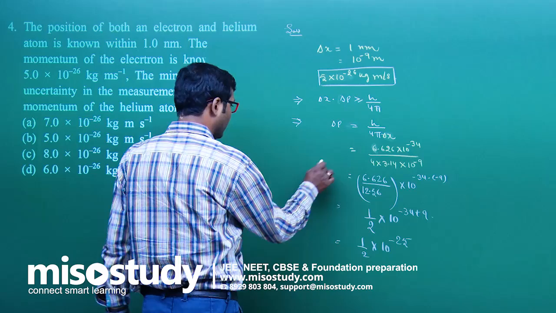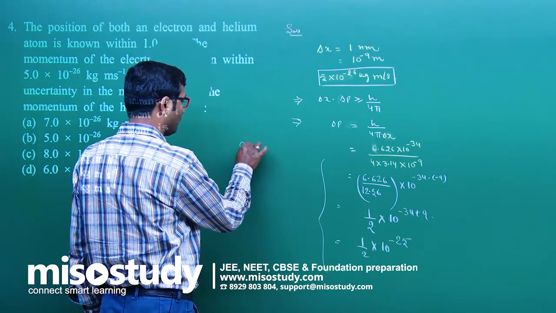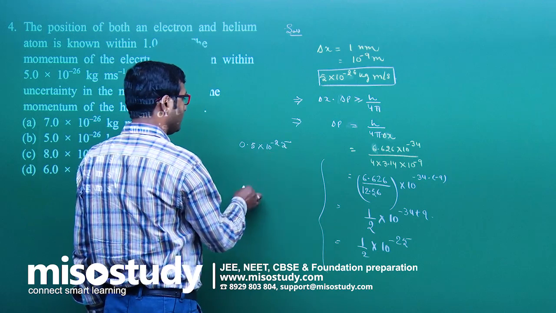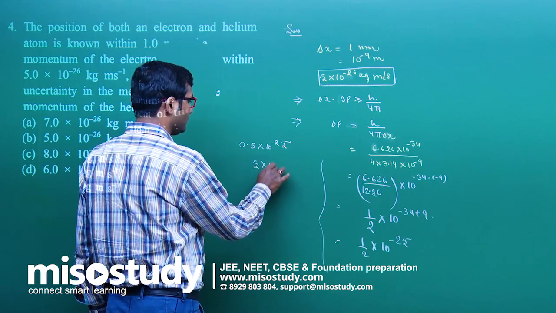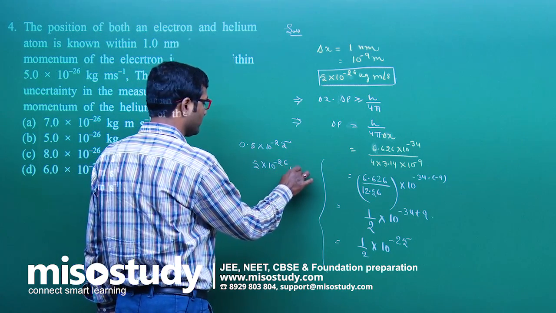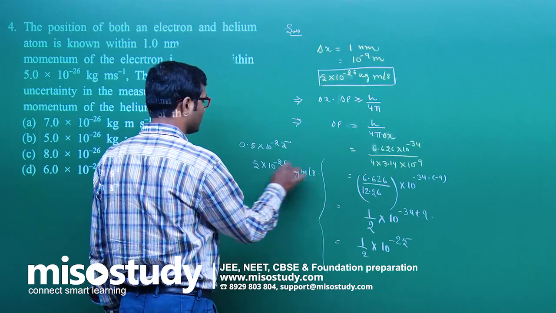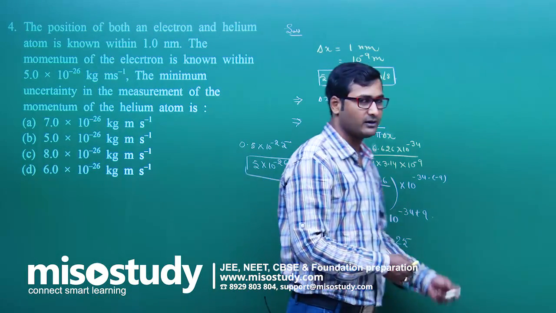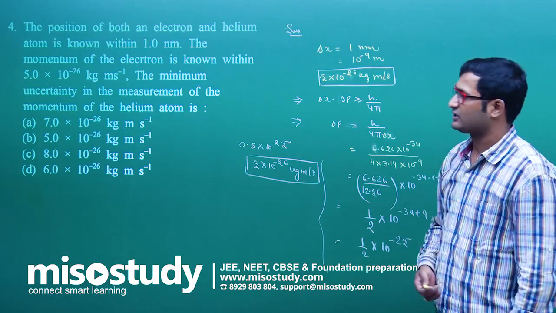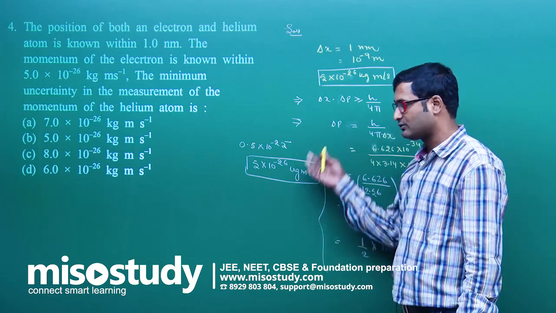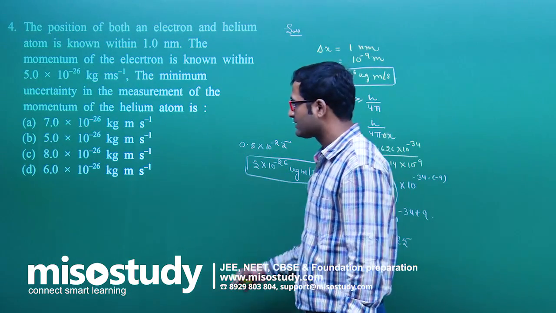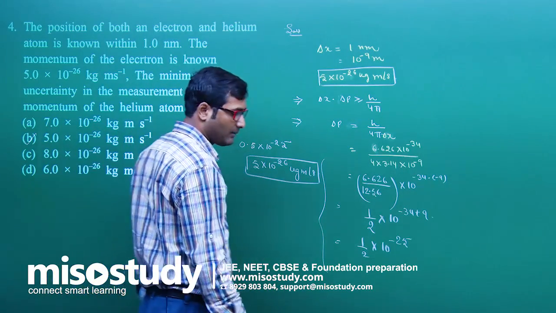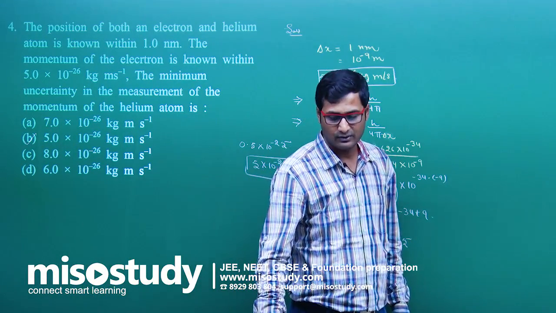Is it clear? That is, what will you get? 0.5 into 10 to the power minus 25. We will get the value 5 into 10 to the power minus 26 kg meter per second. Look, the same data we are getting here. So this is the Heisenberg uncertainty principle. Prediction also helps you a lot. Otherwise, do all the steps. So for this question, we will say that B is the correct option. Am I right? Yes, sir, you are absolutely right here.